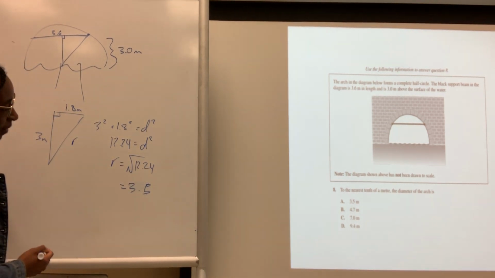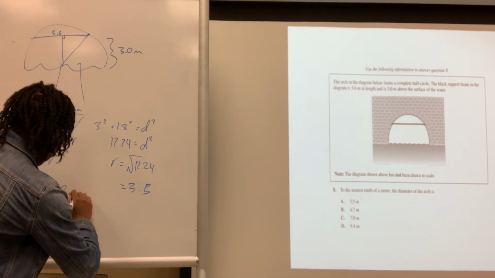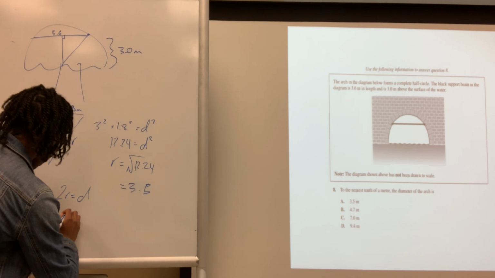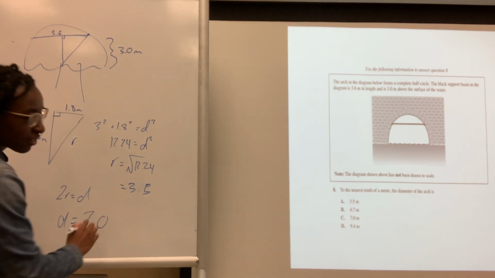And then the diameter is equal to 2 times the radius. So 2R is equal to D. So we multiply 3.5 by 2. Therefore our diameter is equal to 7.0 meters.